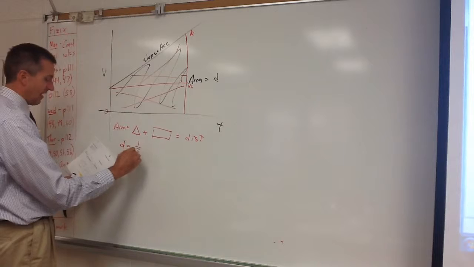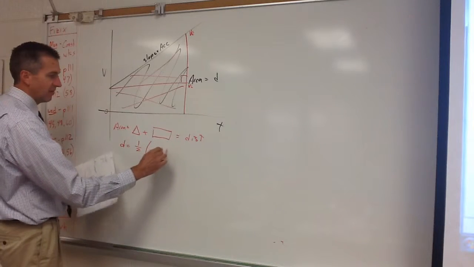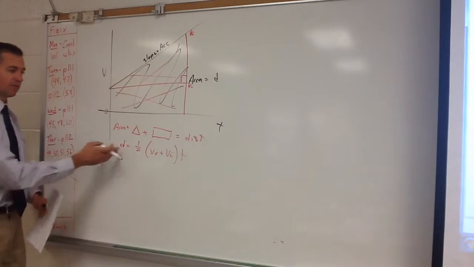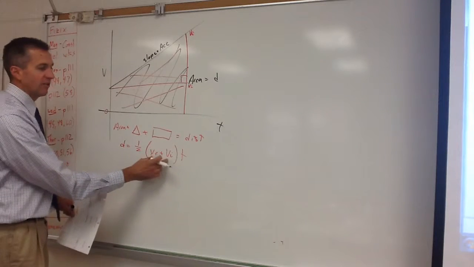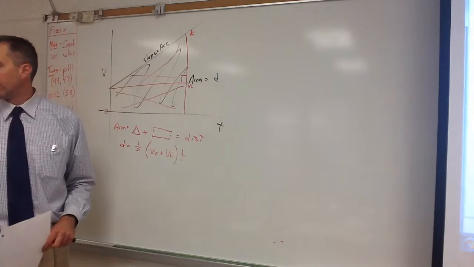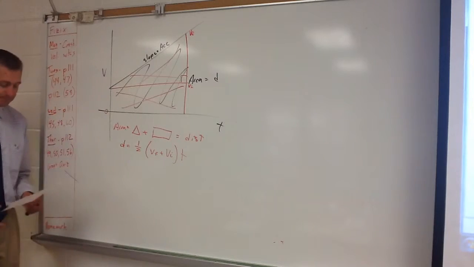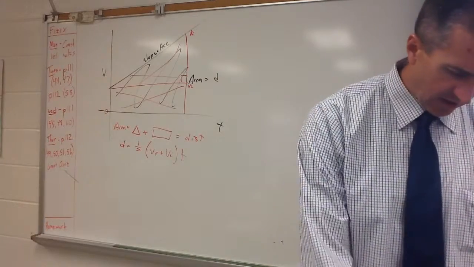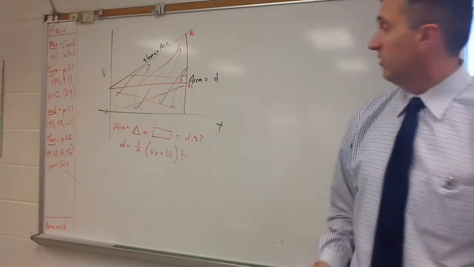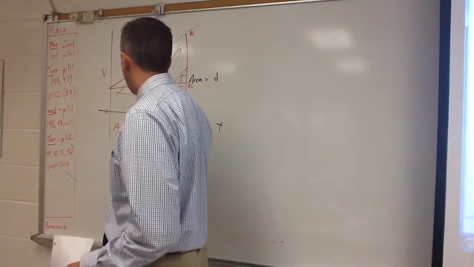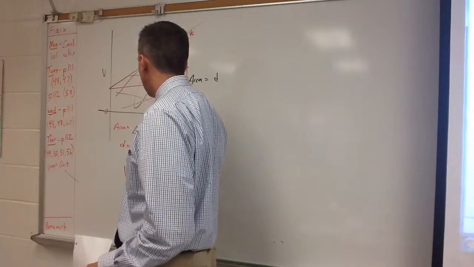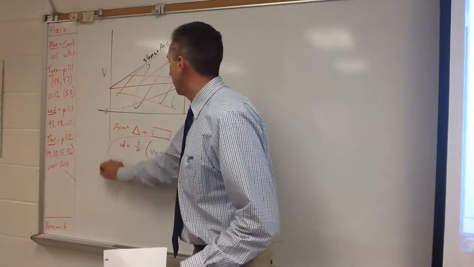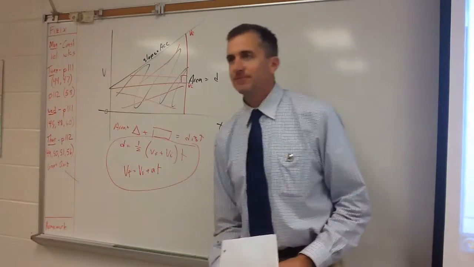D equals 1/2 (VF plus VI) times t. It'll help us find the distance when we know the initial and the final velocity and how much time you've been accelerating for. Pretty straightforward. Now, there's another equation that you've already been using quite a bit: VF equals VI plus AT. And what I propose is, what if we combine these two?